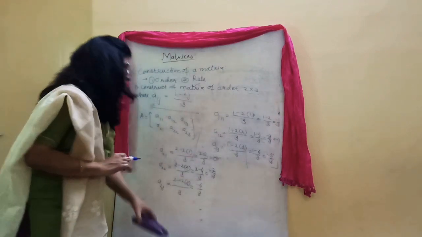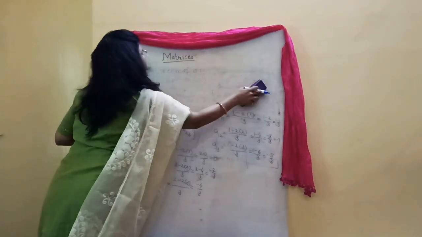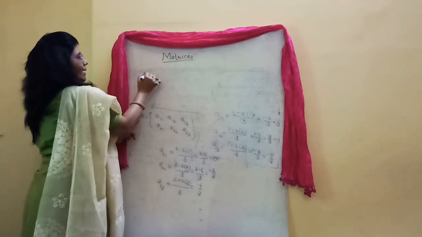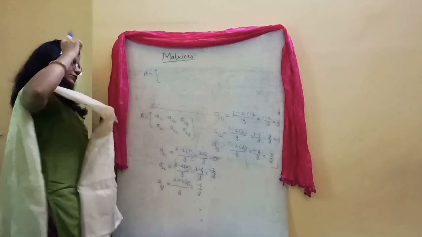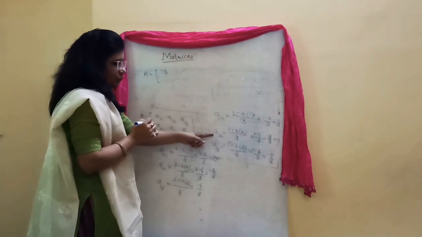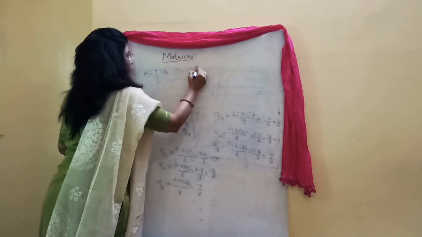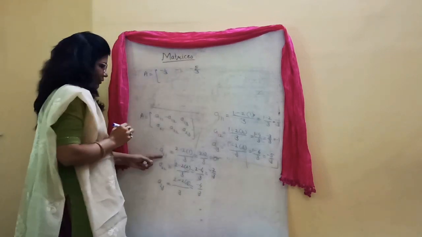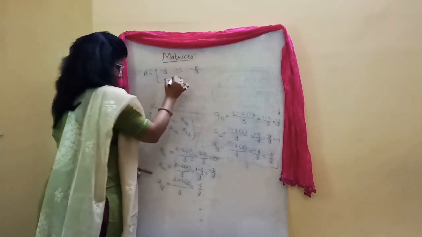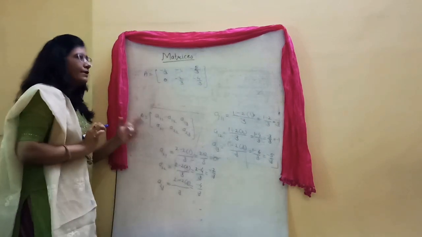After getting all these values, we will put them in the given format. Therefore, your required matrix will be: instead of a11, we write minus 1 by 3. a12 is minus 1. a13 is minus 5 upon 3. Then a21 is 0. a22 is minus 2 by 3. And a23 is minus 4 upon 3. This is the required matrix.